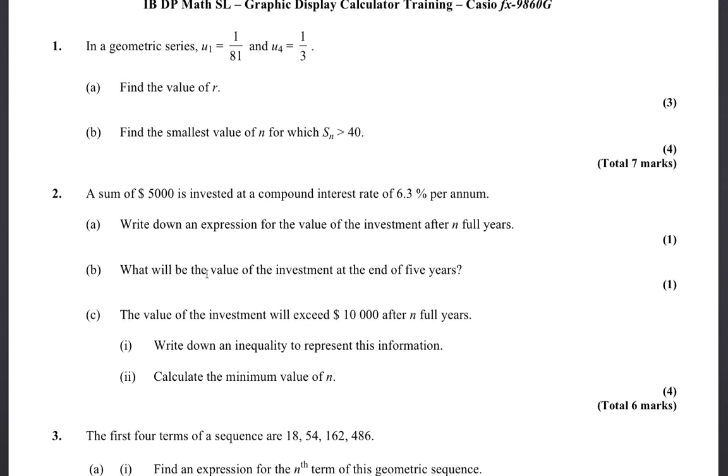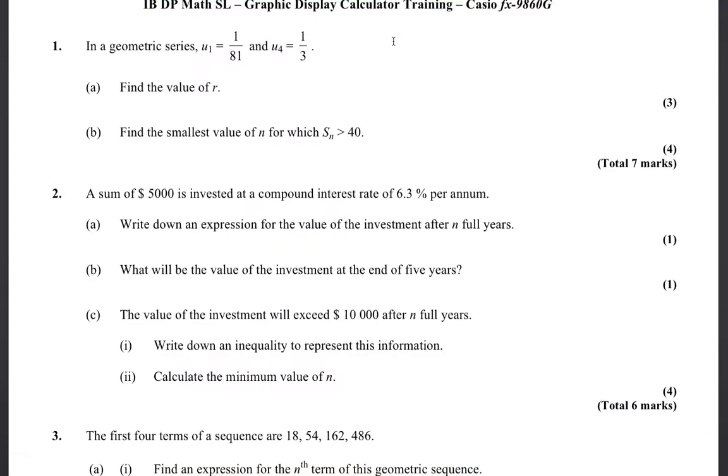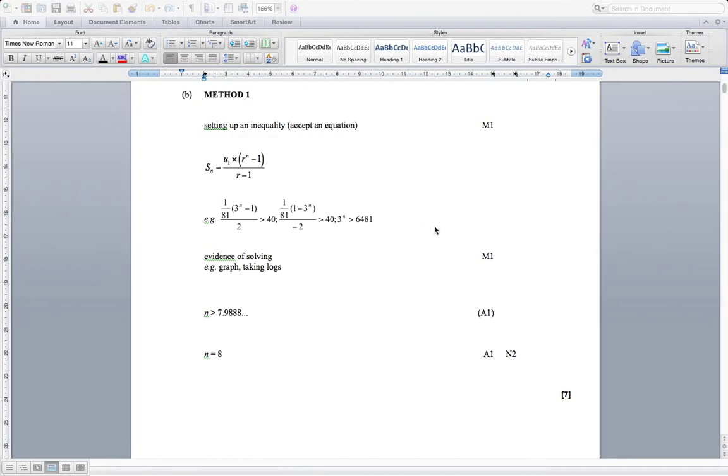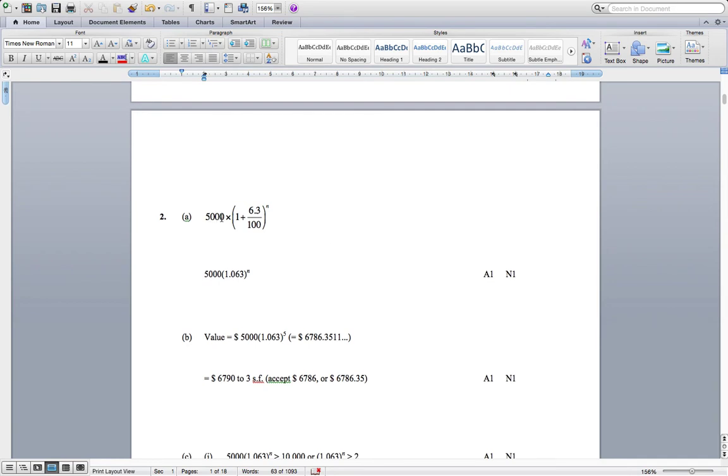Okay, a sum of $5,000 is invested. Let me rearrange it first, this one. So let me take this here. Yeah, so a sum of $5,000 is invested at a compound interest rate of 6.3% per annum. Write down an expression for the value of the investment after n full years. So let us see. We know that the formula is principal times (1 plus 6.3 by 100) whole power n, which is nothing but 5000 into 1.063 power n. So you get 1 mark for writing this expression.